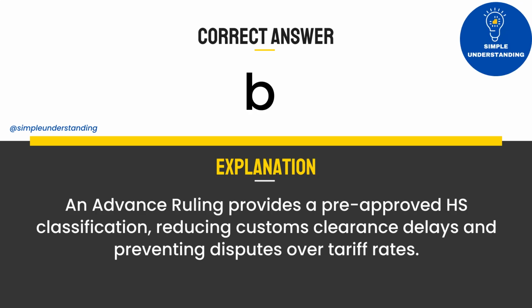Correct answer. B. Obtain an advance ruling from customs authorities. Explanation. An advance ruling provides a pre-approved HS classification, reducing customs clearance delays and preventing disputes over tariff rates.